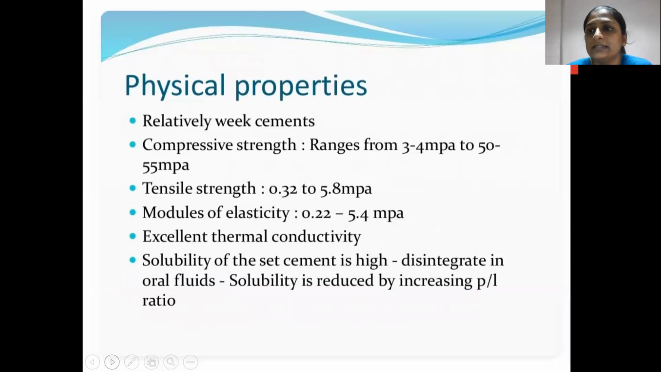Then physical properties: zinc oxide eugenol is generally a very weak cement. It has a compressive strength that ranges from 3 to 4 megapascal to 50 to 55 megapascal, depending upon how you use it. Tensile strength is 0.32 to 5.8 and modulus of elasticity is 0.22 to 5.4. It has an excellent thermal conductivity, and the only problem with this cement is it has a high solubility. That is, it will disintegrate in the presence of oral fluid.